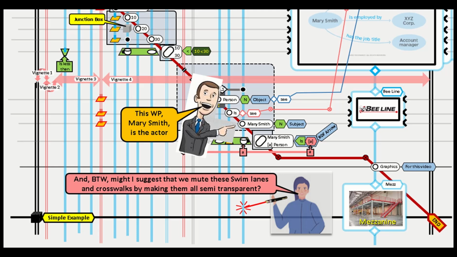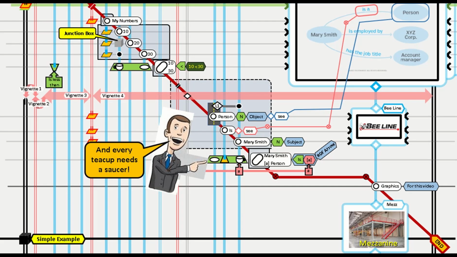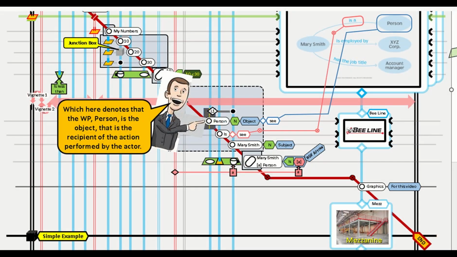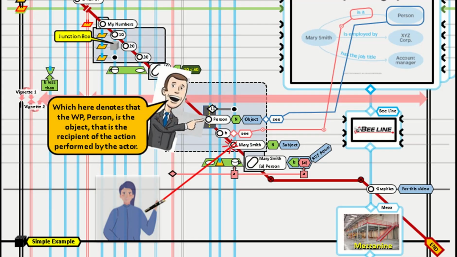Let's do that. And every teacup needs a saucer, which here denotes that the white pearl person is the object, that is to say, the white pearl that is the recipient of the action performed by the white pearl serving as the actor, which in this example, the actor is Mary Smith, who then performs some action on the white pearl person.